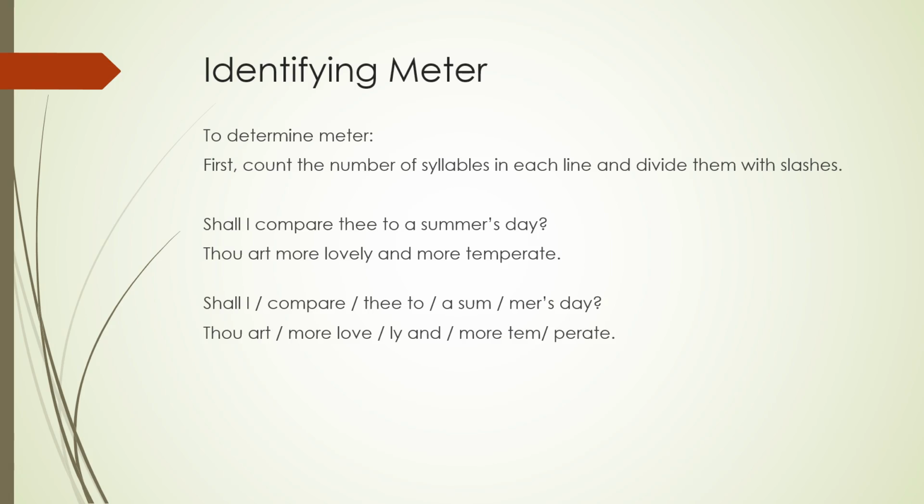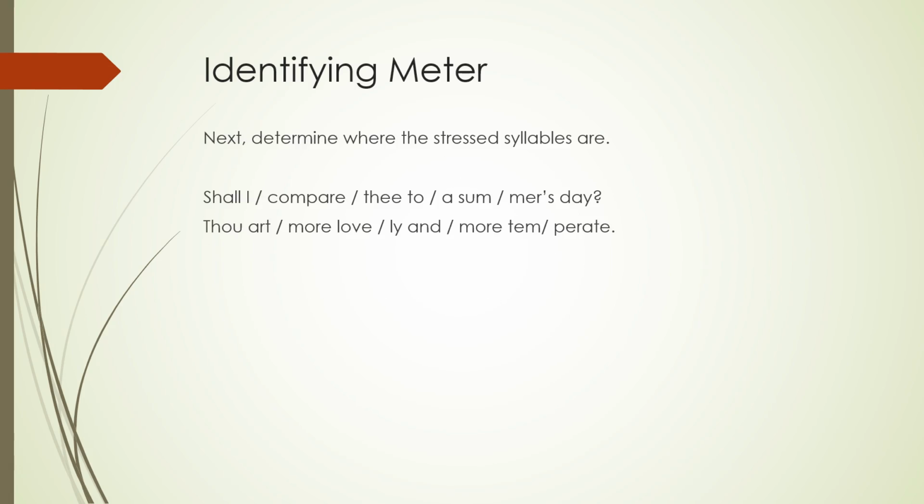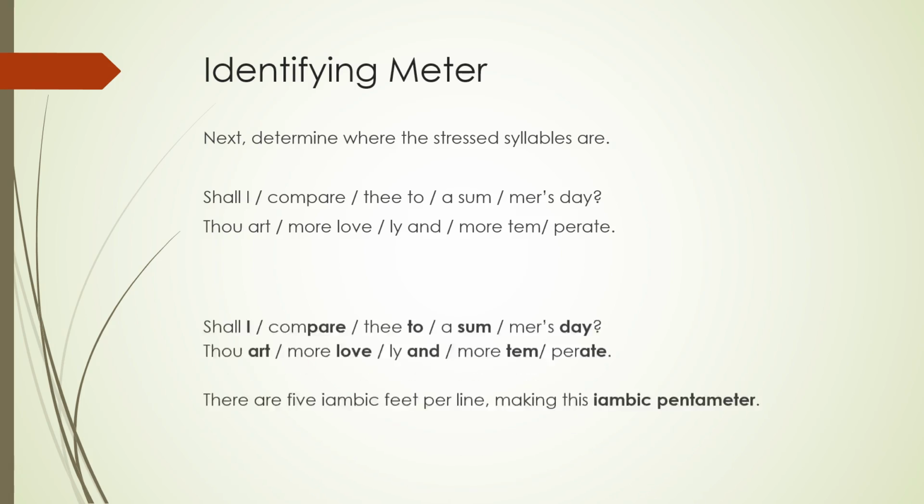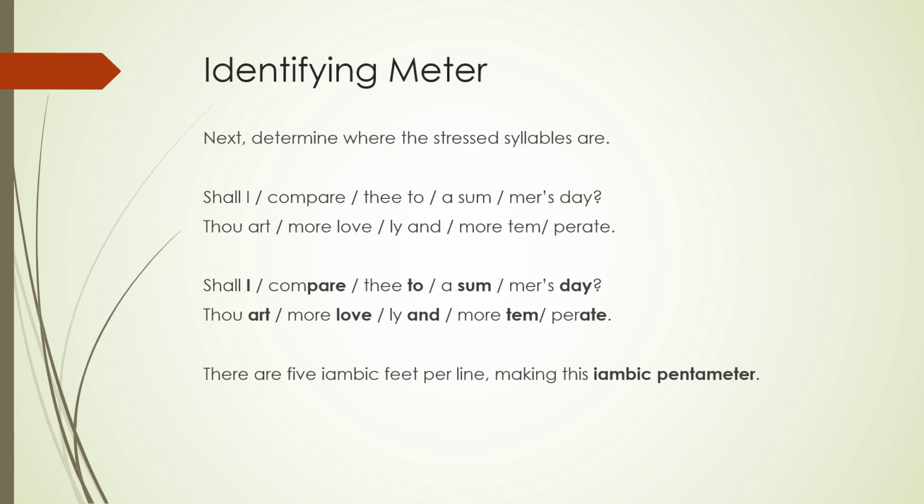Okay, so I'm going to group them by 2. Okay, 2 syllables, and then I'm going to put a slash like this. I've divided it into feet. Now I just have to figure out what kind of feet I have. All right, and then I determine where those stressed syllables are. And once I figure that out, I'm going to put them in bold font. And it looks like this.